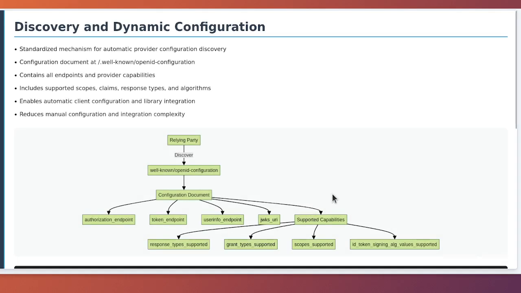Discovery and dynamic configuration. OpenID Connect Discovery defines a standardized mechanism for relying parties to automatically discover information about an OpenID provider's configuration, eliminating the need for manual configuration and reducing integration complexity.